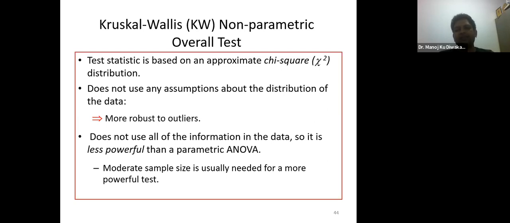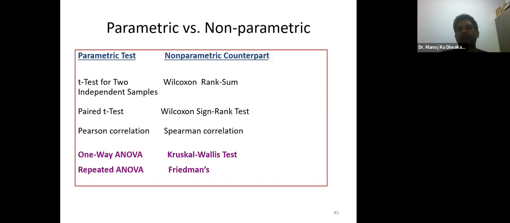Now we will see the other one, that is, parametric versus non-parametric. If it is a t-test, then you can go for the Wilcoxon rank sum test.